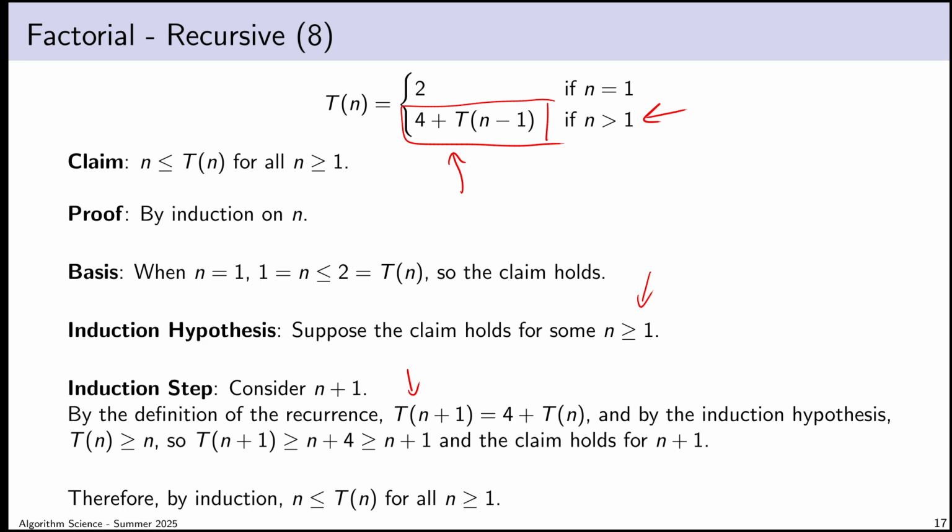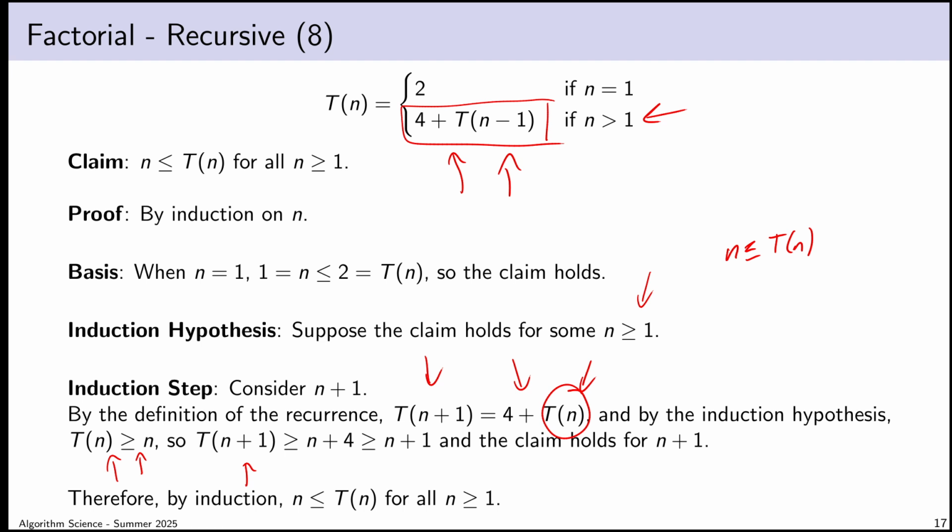And that means that by the definition of the recurrence, t of n plus 1 would be 4 plus t of n. That's literally what this says if you apply it to n plus 1. By the induction hypothesis, we know that n is less than or equal to t of n, for the value of n that we're working with here. So that means that t of n is greater than or equal to n, which means that t of n plus 1 is greater than or equal to n plus 4.